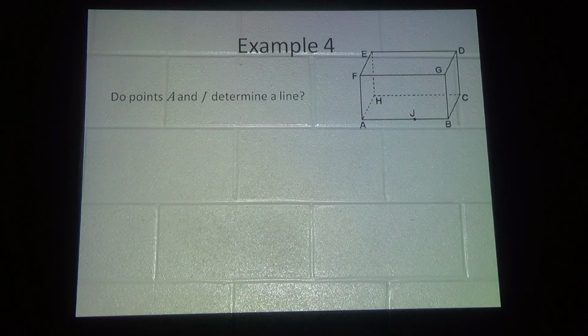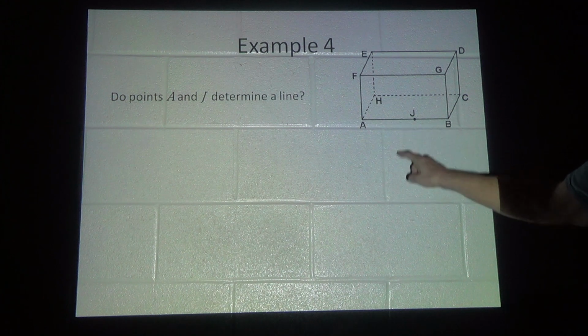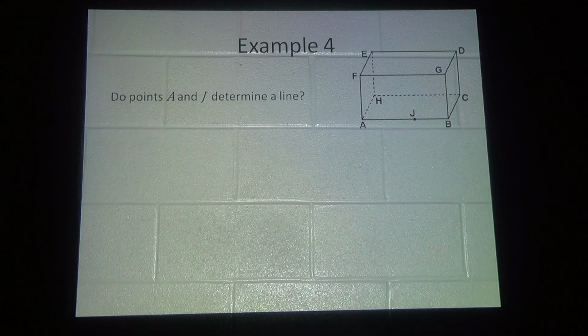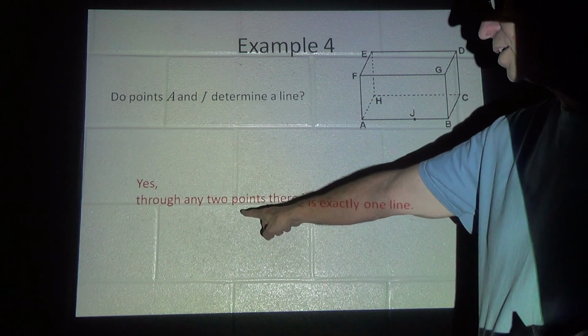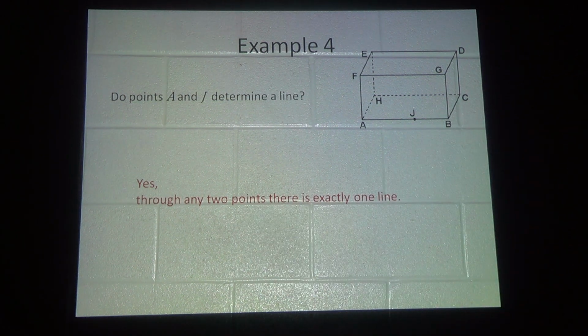Okay, example 4. Do points A and J determine a line? Okay, so there are 2 points. So by definition, what we said is it has to be yes. And the postulate that goes with that says simply through any 2 points, there is exactly one line. So the line AJ goes through the points A and J.